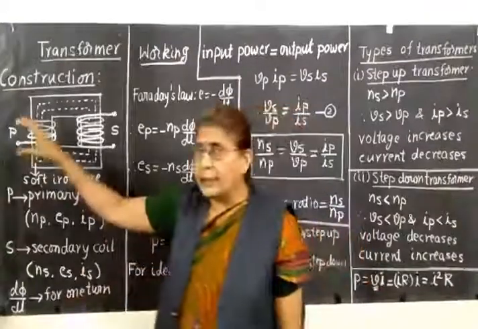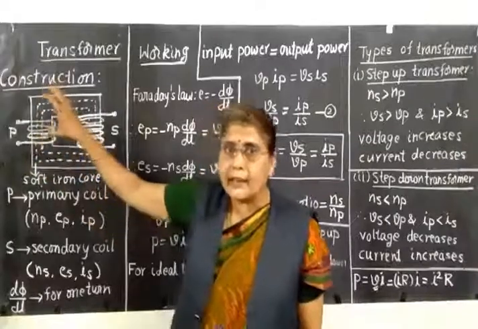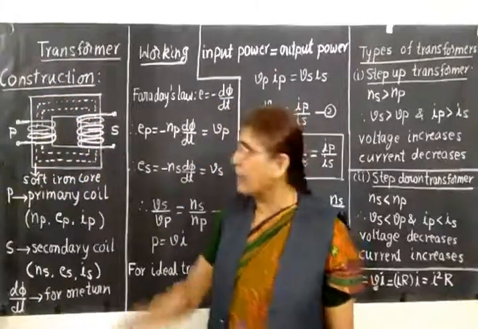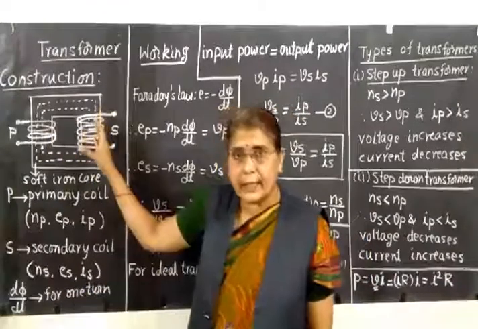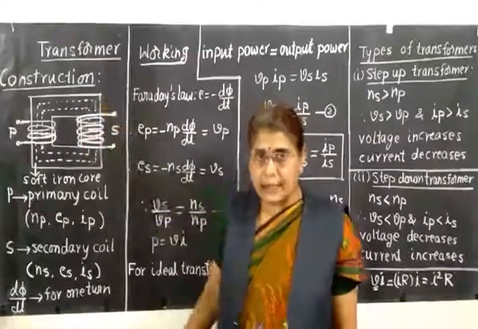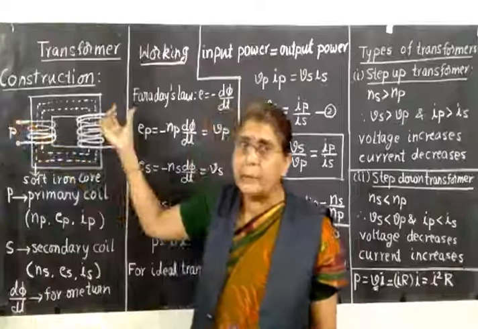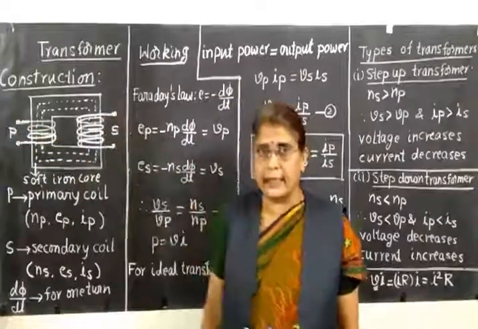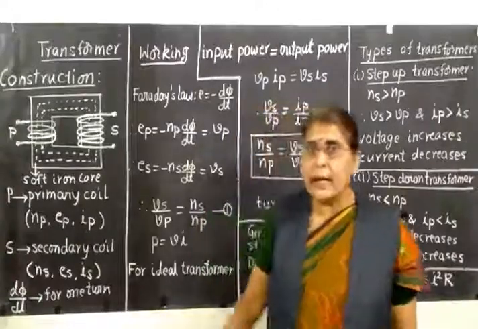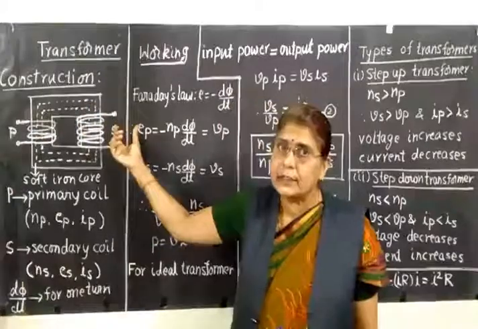So when this changing current passes through the primary coil, the magnetic flux linked with the primary coil changes. And therefore this flux is also linked to the secondary. Therefore the flux linked with the secondary also changes. Therefore an EMF is induced in the primary coil and also an EMF will be induced in the secondary coil. So we shall first find out expressions for EMF induced in the primary coil and also EMF induced in the secondary coil.